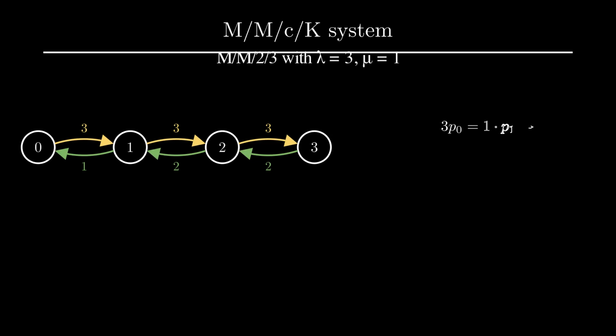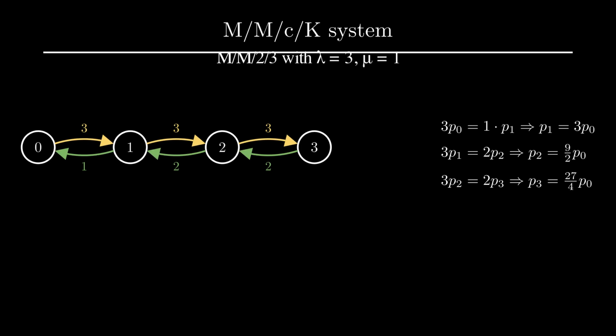The balance equations say that the flow in between two neighboring states must equal the flow out at equilibrium. We get three relations that express each p in terms of p0. Because all probabilities must sum to 1, we solve for p0 as 4 divided by 61.